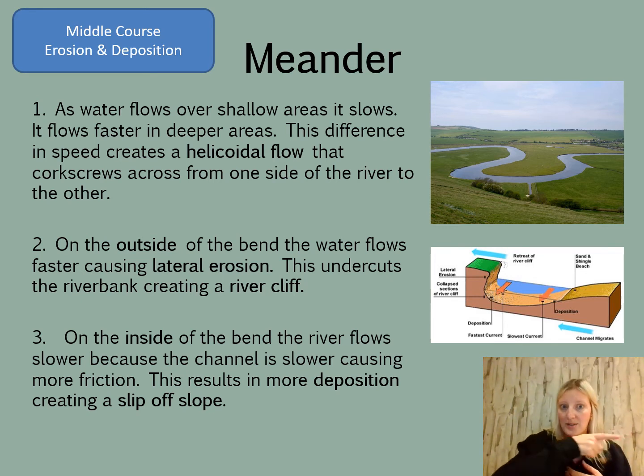So on the outside of the bend, the water is flowing faster, it's moving around quickly, and that's causing lateral erosion. That's erosion to the side, and that's undercutting the riverbank, creating what we call a river cliff.